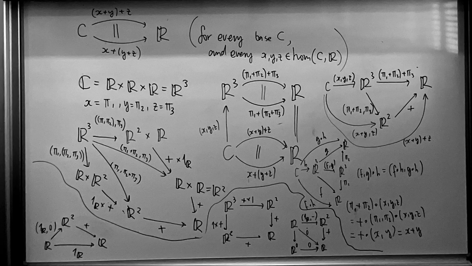So this triple composite is the decomposition of the top arrow there. The bottom arrow has a similar decomposition, where we go to R cross R squared. Then from there, take identity of R cross pi2, pi3. Again to R squared. And then take a plus. Where here, this map will be pi1, pi2, pi3.